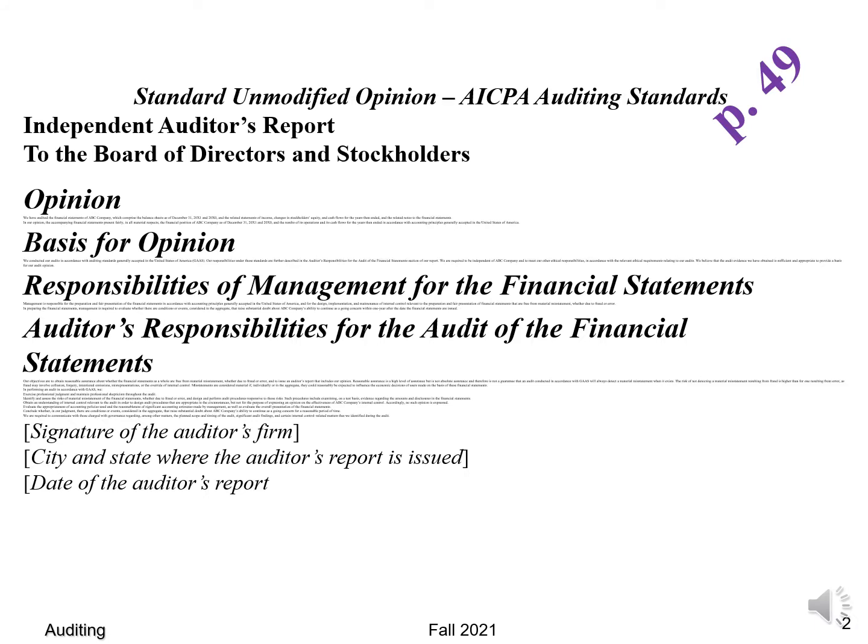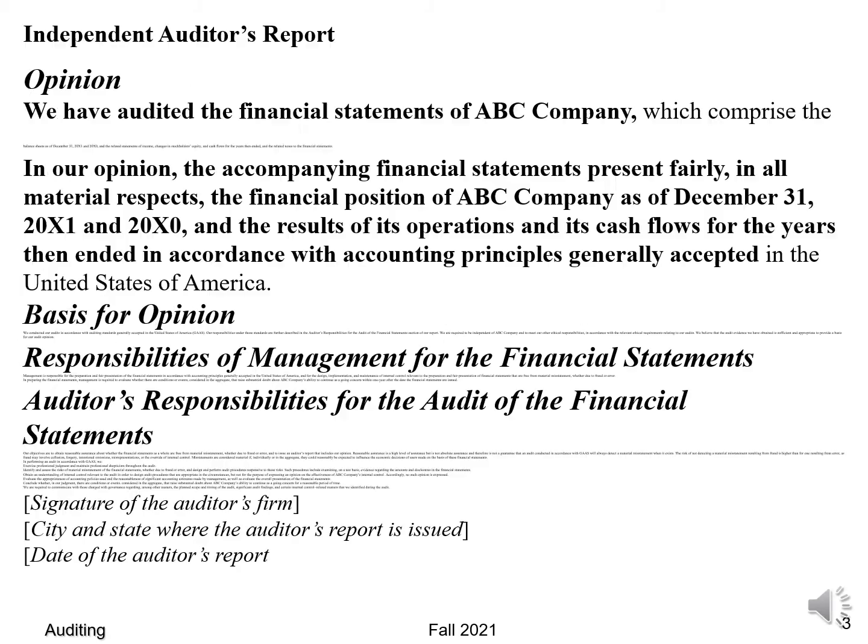And you'll see there's 4 sections. There's the opinion, the basis for opinion, responsibilities of management, and the auditor's responsibilities. So those are the 4 basic sections of the standard audit report on standard unmodified opinion. So in the opinion, people complain about memorization.